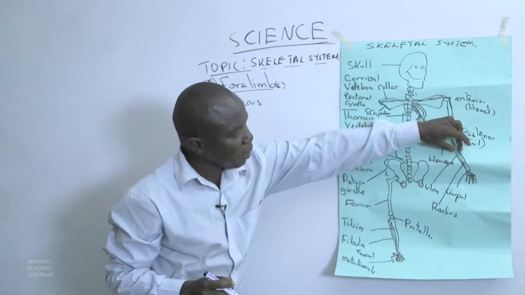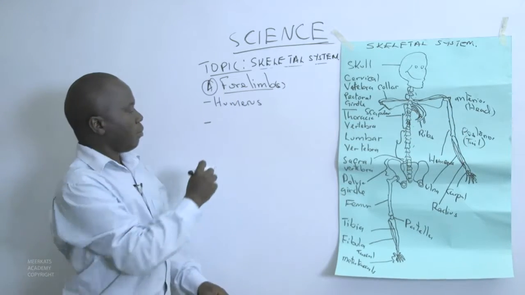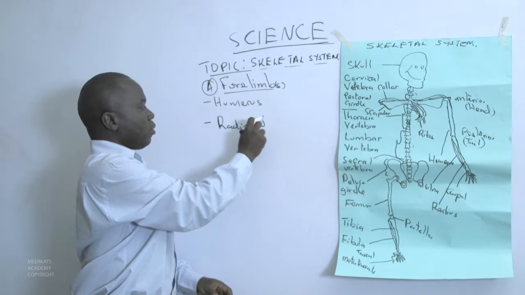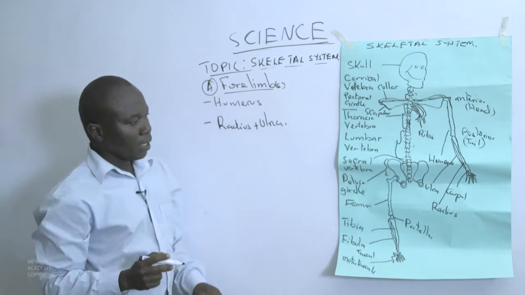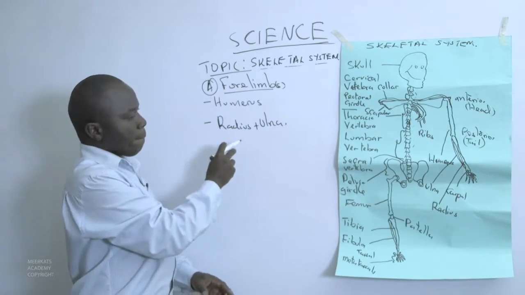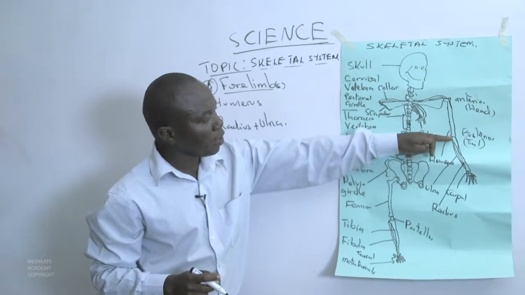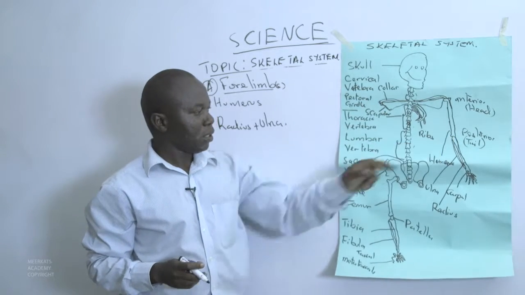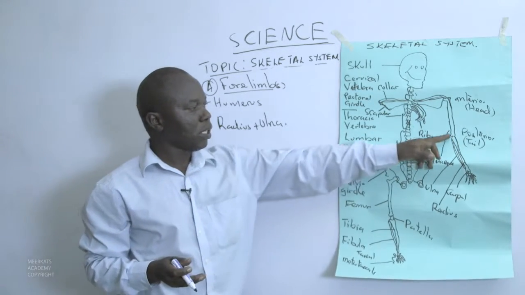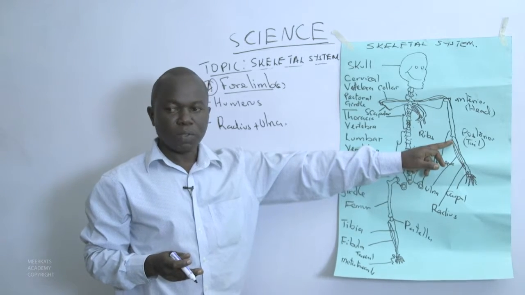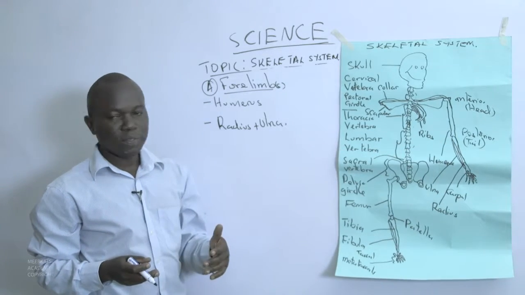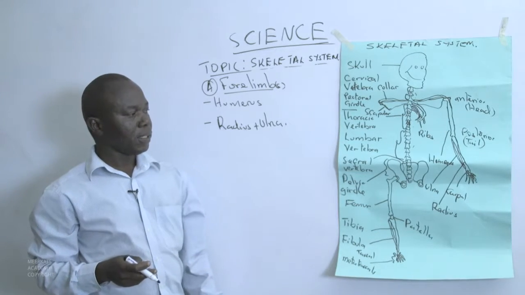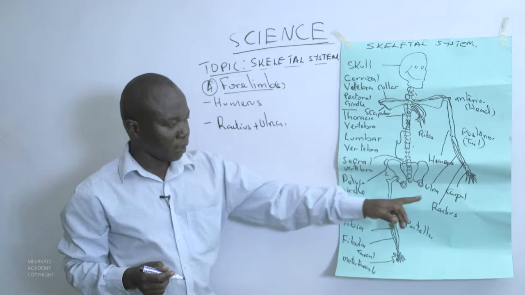The other bones that make the forearm are the radius and ulna. Radius and ulna, at this point, articulate with the humerus, forming a joint. That joint is called a hinge joint. We are going to look at several types of joints. A hinge joint can only move through 180 degrees.